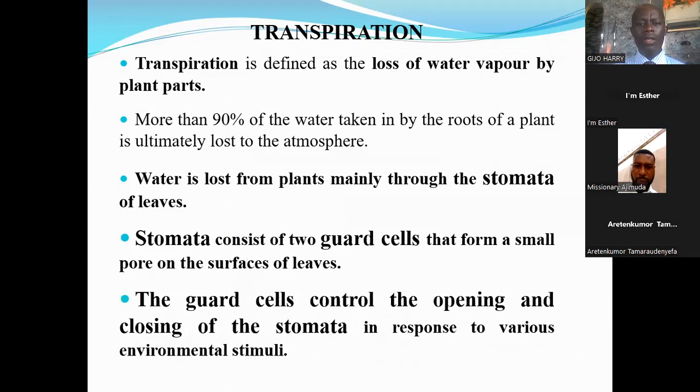So we have looked at the fact that transpiration basically means the loss of water vapor from the leaves of plants, and that about 90% of the water that gets in through the roots is lost through transpiration, lost through the stomata of the leaves. The guard cells control the opening and closing of the stomata in response to various environmental stimuli.